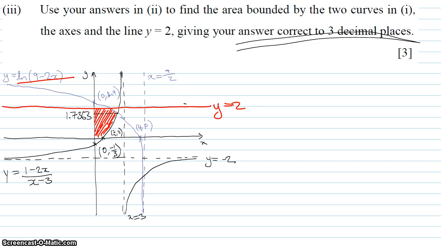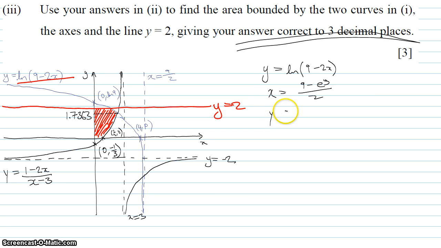So now all I need to do is change this into terms of x. So if I have y equals ln 9 minus 2x, what is x equal to? Well, x equals 9 minus e to the y over 2. So that's great. And what about the second one?